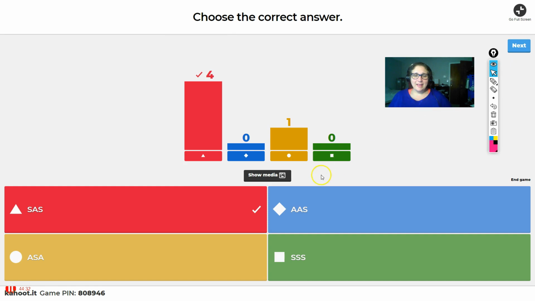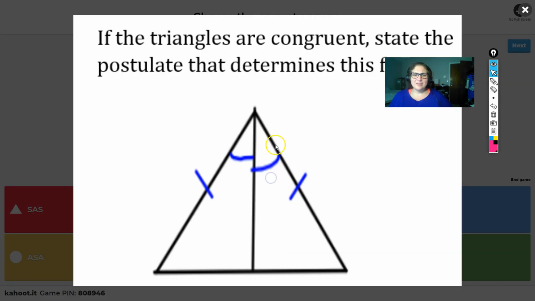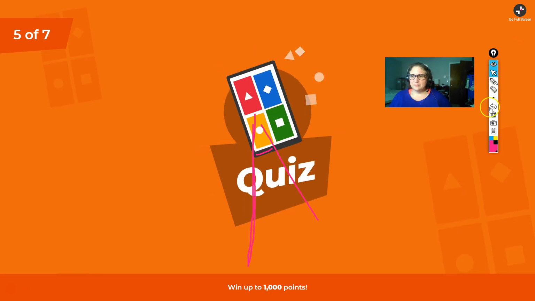Okay, yay! Side angle side, because this is our side here. So reflexive property, side, angle, side. Well done.